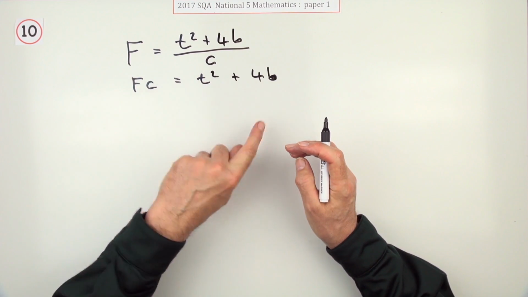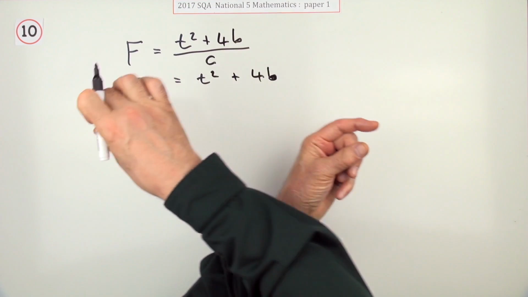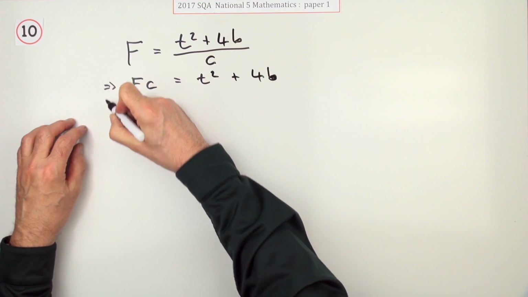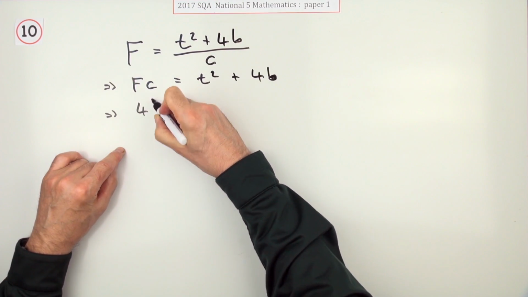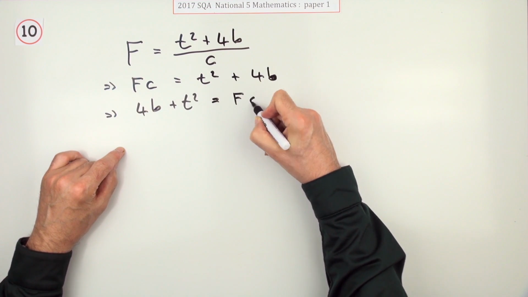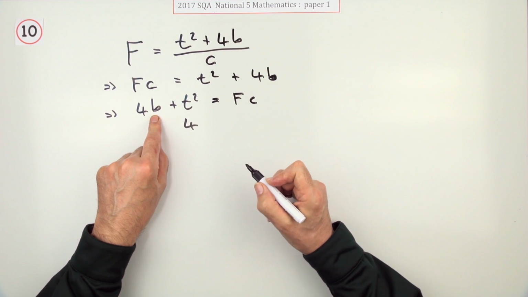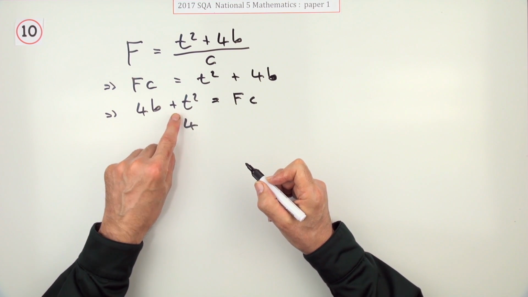So rather than swap sides and start having negatives all over the place, just take the equation and write it the other way around. So that would mean that 4b plus t squared equals fc. Two things to get rid of to get to b. Get rid of the t squared and get rid of the 4.